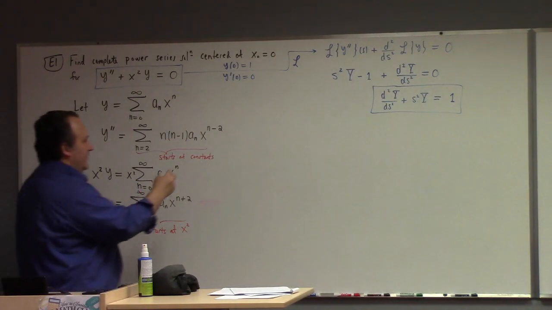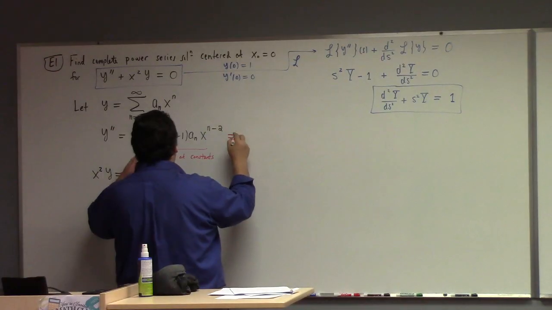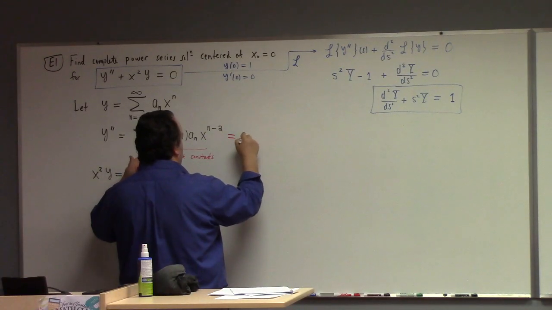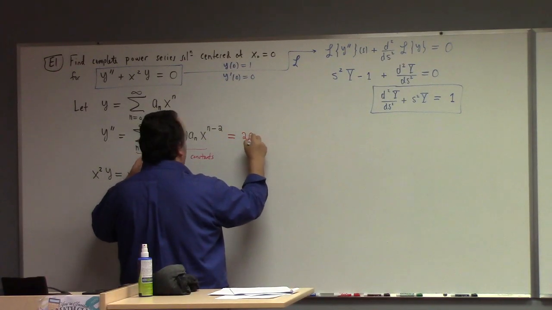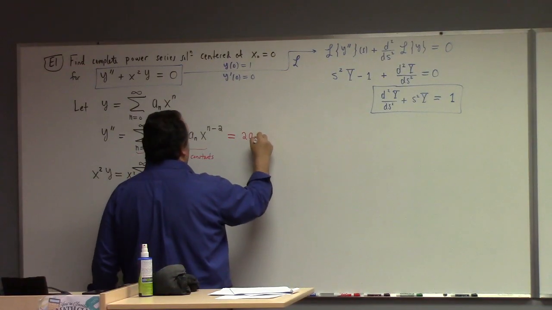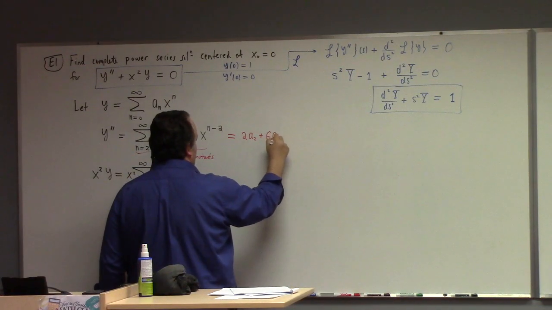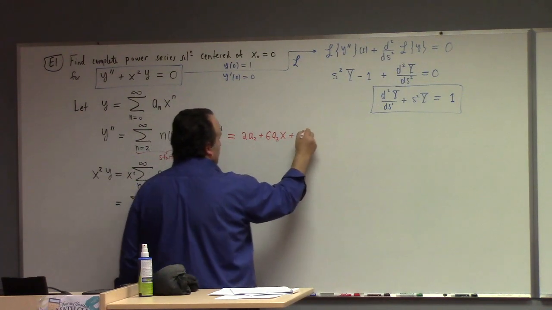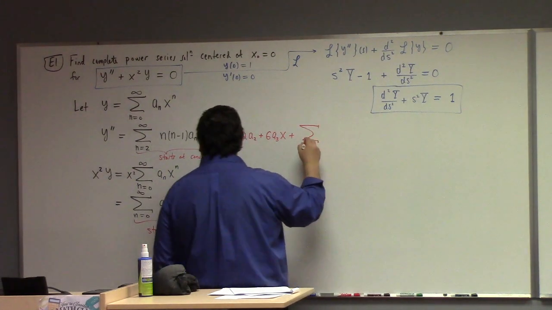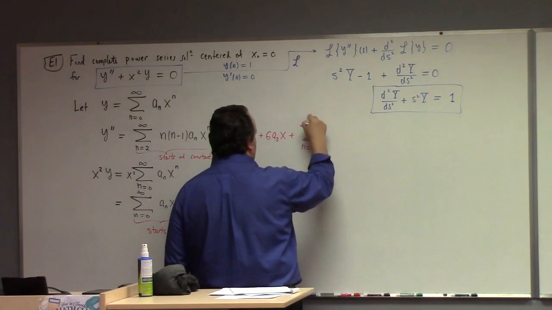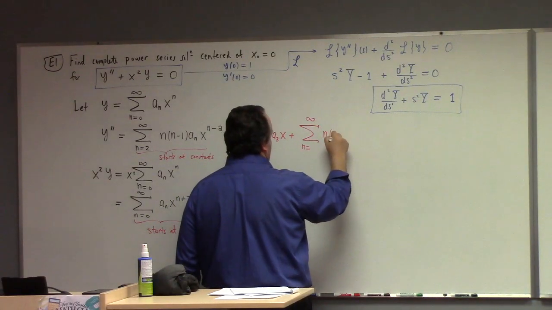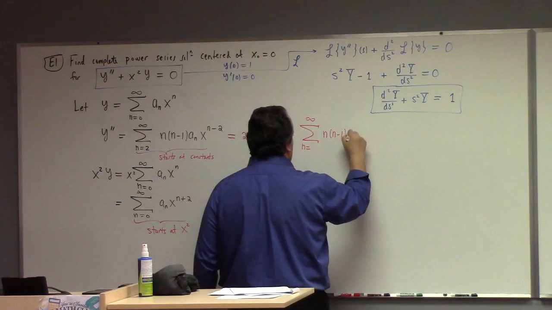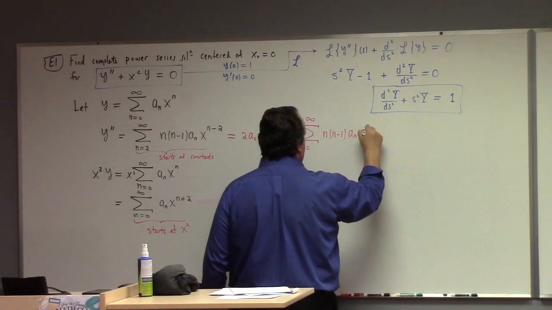So like this one, if I write it out, I've got n equals 2. I've got 2 times 1, which is 2, 2a2, plus 3 times 2, which is 6a3 x, and then plus the sum, n equals what to infinity, of n times n minus 1 times a sub n x to the n minus 2.